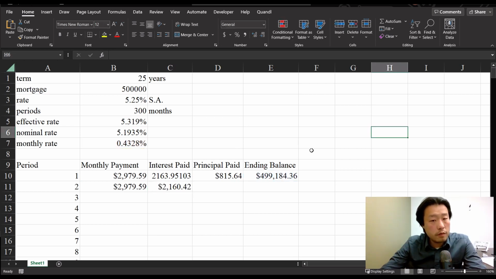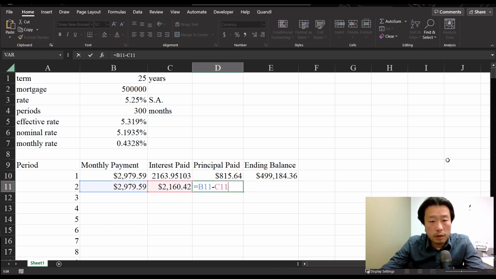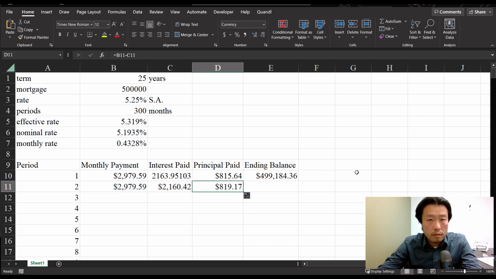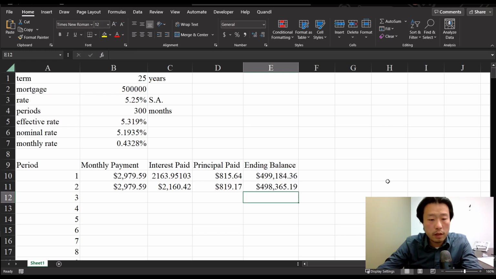We notice that for the next month, the principal paid would be calculated using the same formula. We just need to drag the formula down to calculate the second month principal paid. It is just the monthly payment minus the second month interest paid in this row. To calculate the next month ending balance, we just need to use the last period ending balance, subtract the principal paid in the second month to get the next month ending balance.